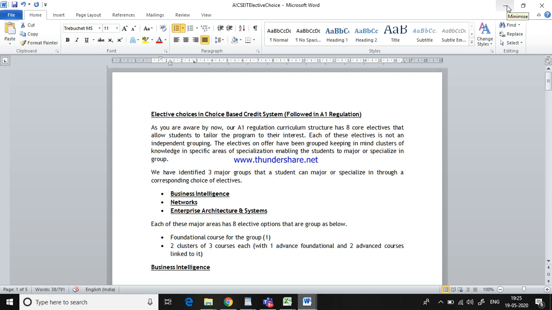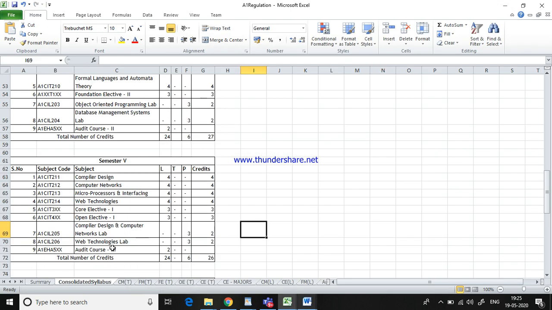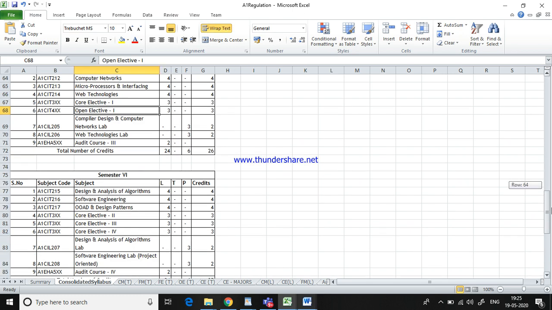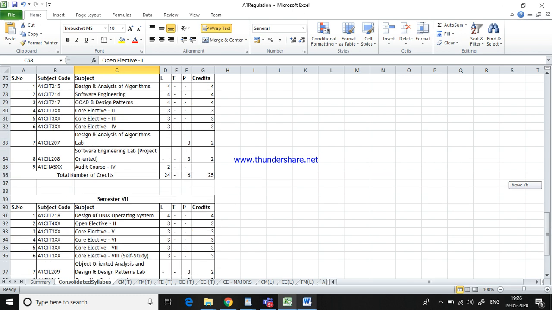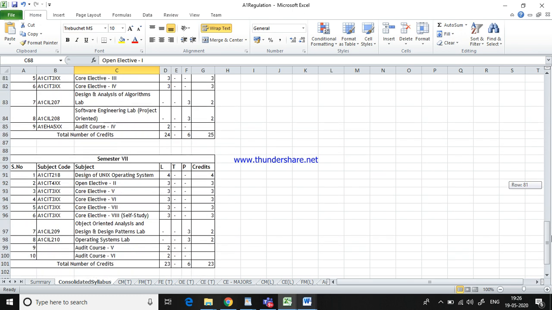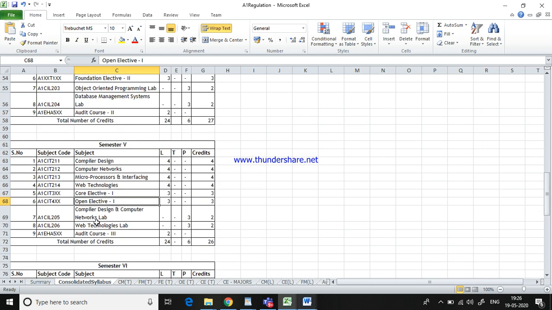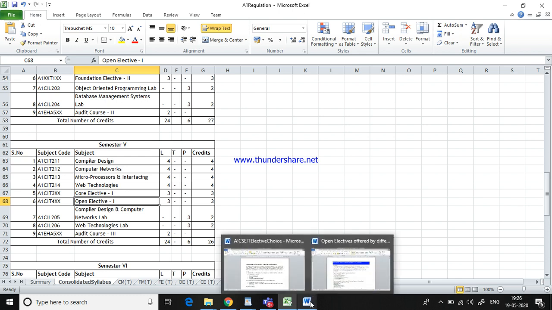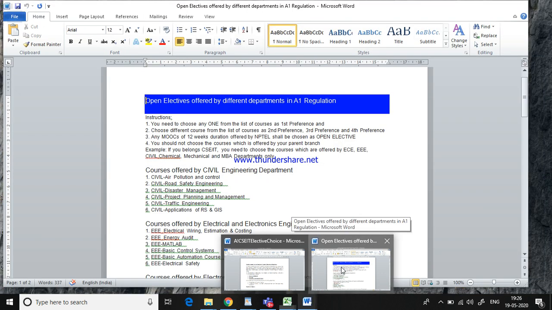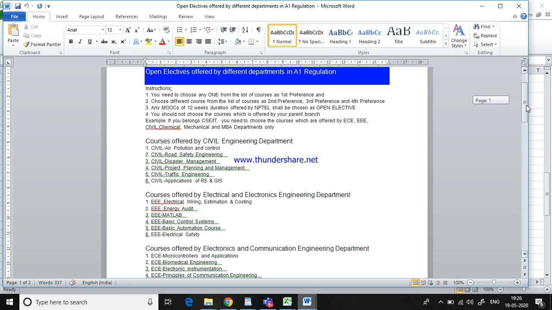Now let's come to the open electives. We see that there is one open elective in your 5th semester, and then we have another open elective in the 7th semester. For the open elective in the 5th semester, there is a wide variety of choices. Open electives are offered by other departments, not our department.